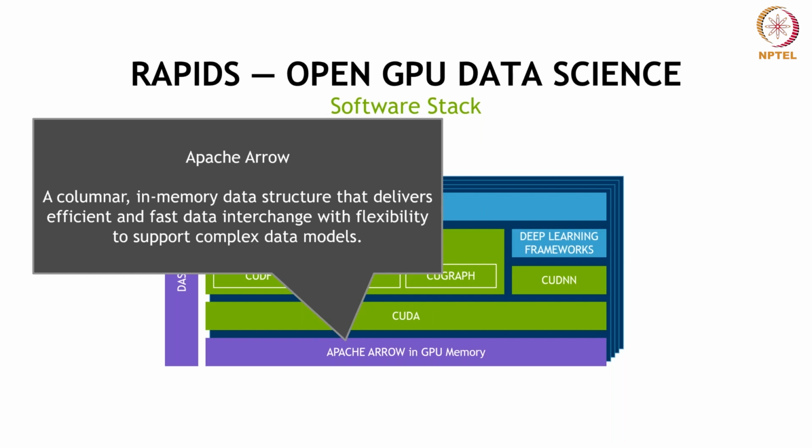As I said, one of the most critical pieces in the overall Rapids which was required was Apache Arrow. Apache Arrow is basically a columnar in-memory data structure. The two critical words there are columnar, which means it is structured data. As we had said earlier, deep learning is for unstructured data. This is for structured data. It provides in-memory support, and it helps in doing data interchange between different frameworks. And that's why it also supports more complex data models.